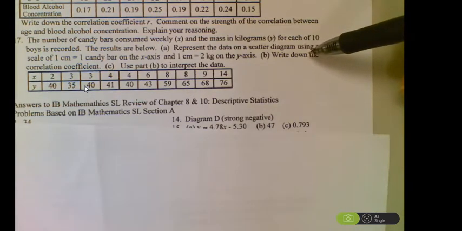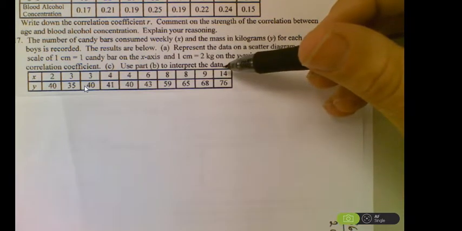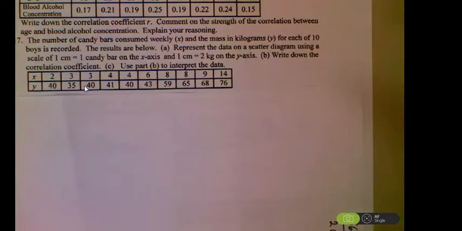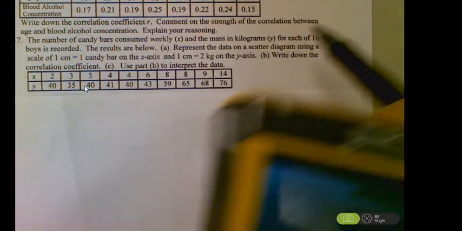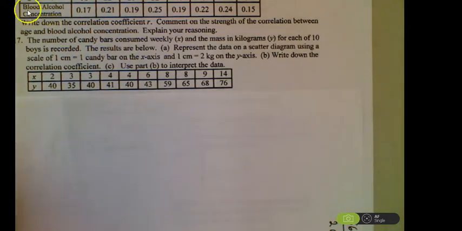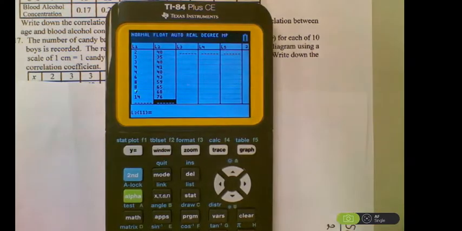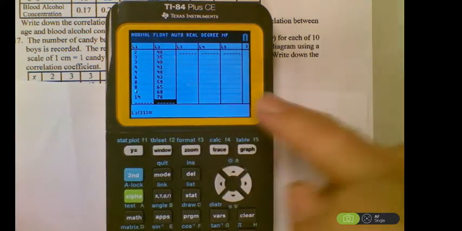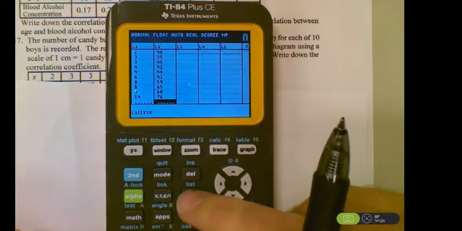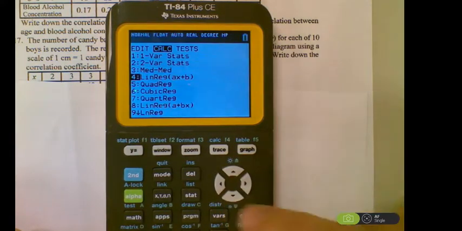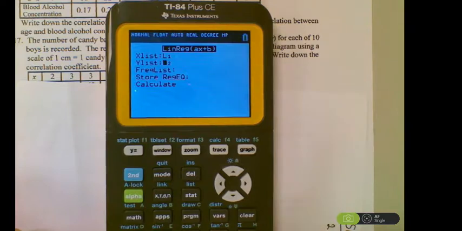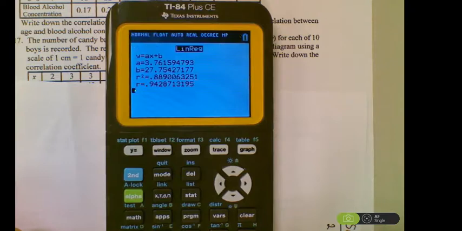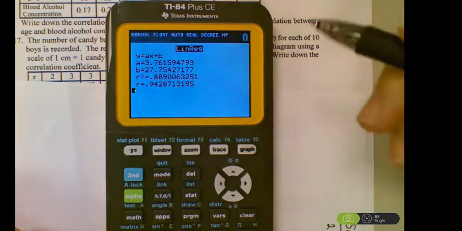Last part on this, so write down the R value and then use part B to interpret the data. So in this case, again, you just put your list of data into your calculator. I'll do that real quick. So I did those pretty quick. Hopefully I put all the right numbers in there. Always watch out for that on a test because people do put wrong numbers in there. But if I put in all those right, then I'm going to go to Stat Calc, option 4. And again, under mode, you have your stat diagnostics turned on. So when you go all the way down, you have your correlation coefficient at the bottom. So 0.943 would be the right answer.